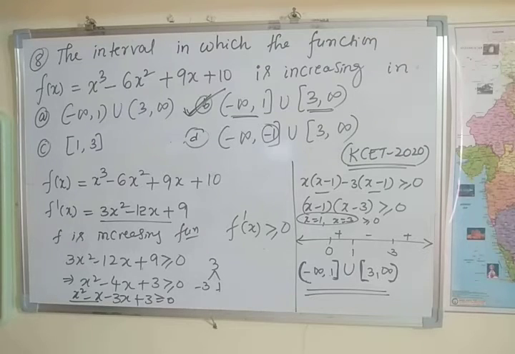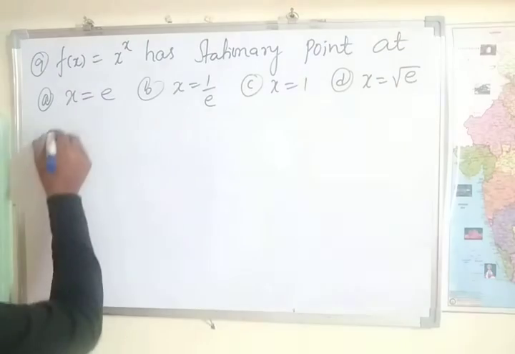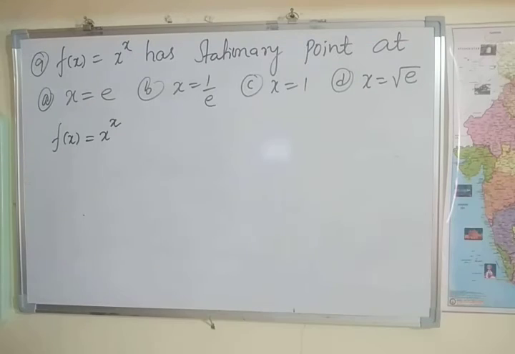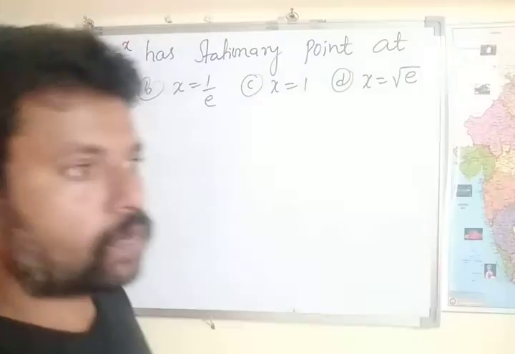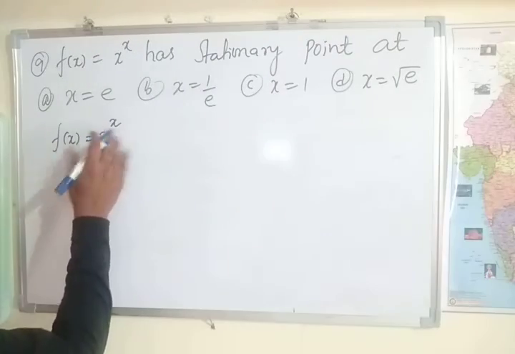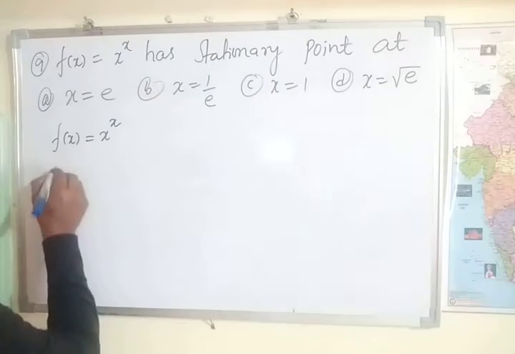Go to next. Here we have f of x is x to the power x has stationary point at the results. Here we have 4 options. F of x is equals to x to the power x. Differentiate with respect to x on both sides. See here using logarithmic functions form. Take log, we consider y is equals to x to the power x. Already we discussed this result in theory class. You can write directly that result, or take log on both sides.